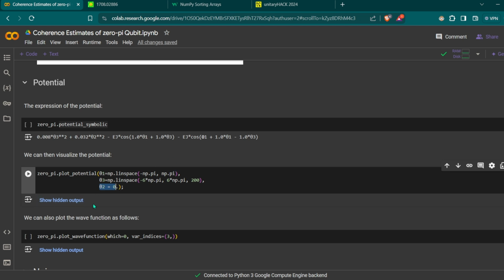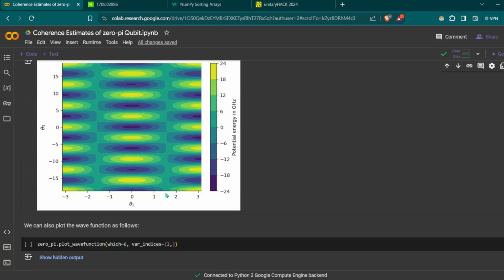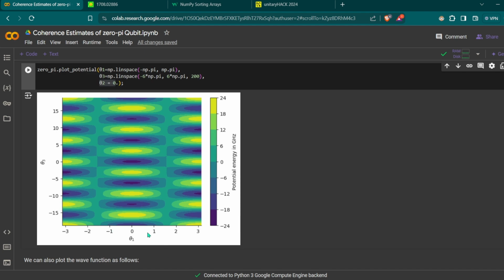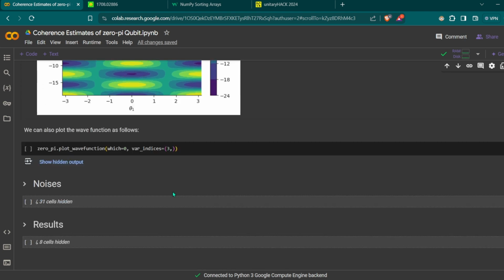So if we run this code, we'll get to see this kind of potential energy versus theta, that is the degrees of freedom, graph plot. And these values represent all the potential energy in gigahertz terms. So you can directly visualize the potential of the qubit as such.